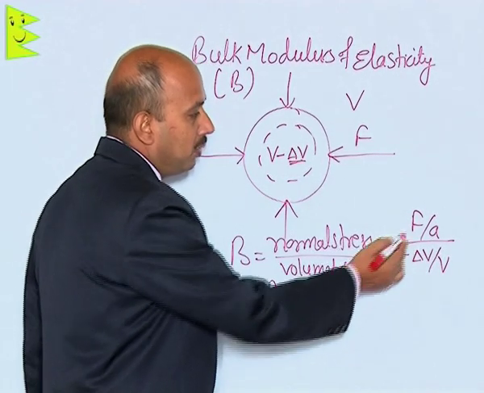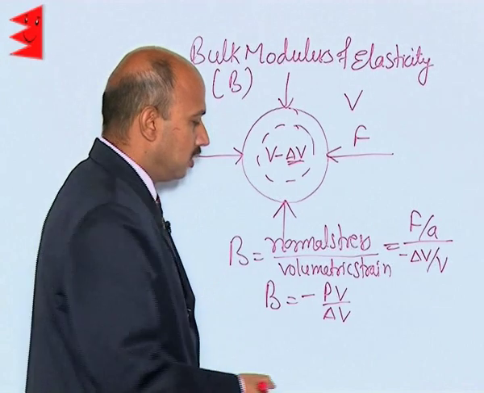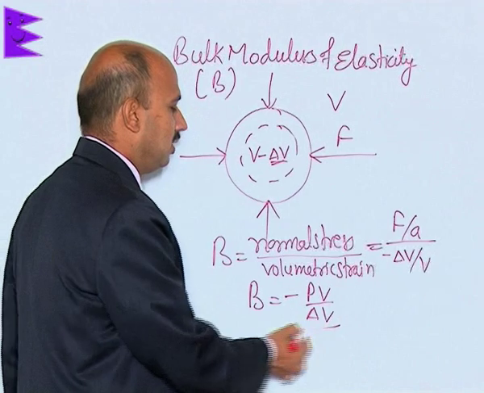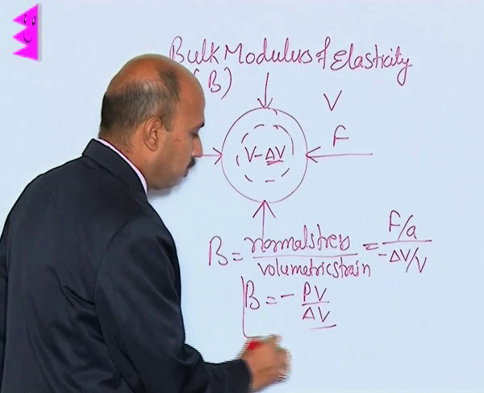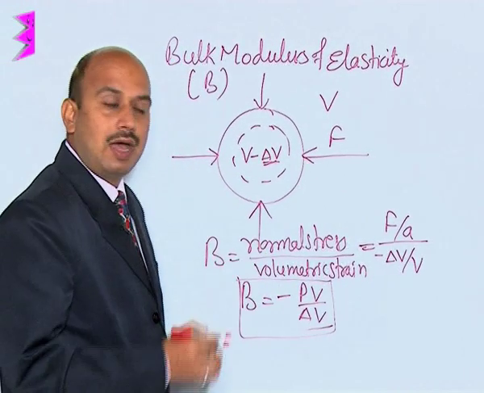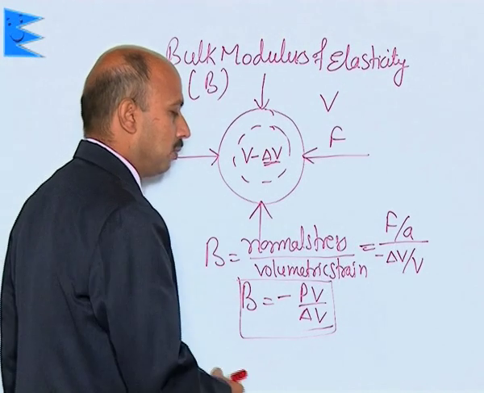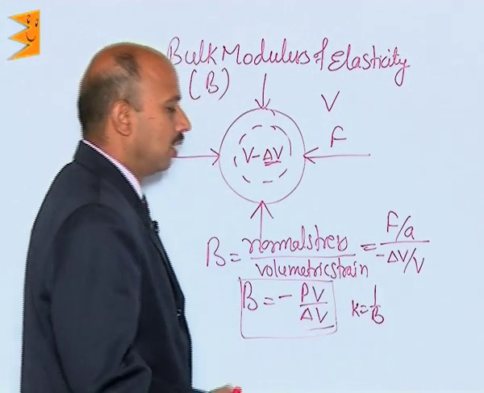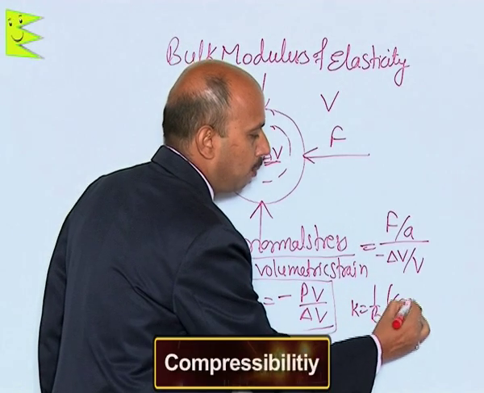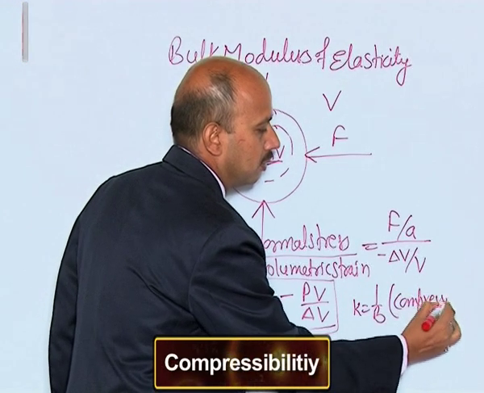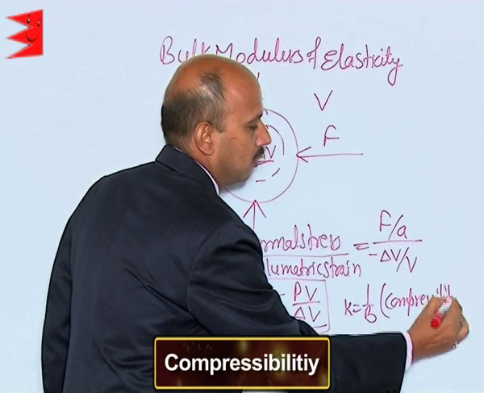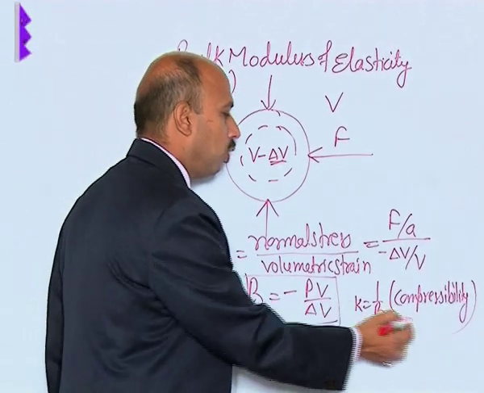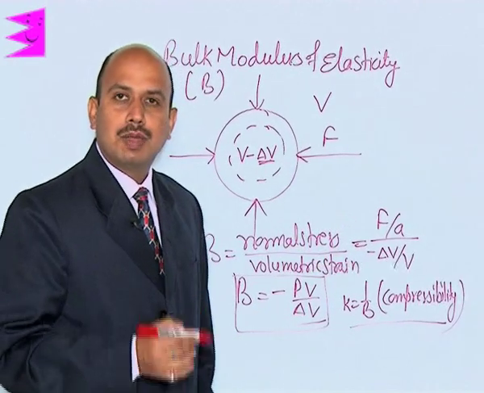Normal force per unit area is known as pressure. So P stands for pressure, V is original volume and delta V is decrease in volume. So this is the formula for bulk modulus, and if you take the reciprocal of the bulk modulus, that is called K, which can be written as 1 upon B, and this is known as compressibility. So the reciprocal of the bulk modulus is known as compressibility.